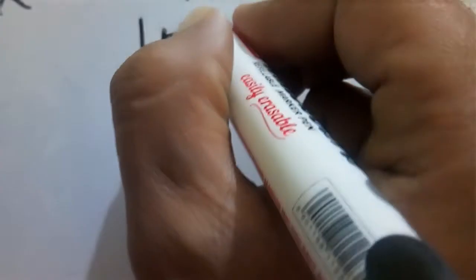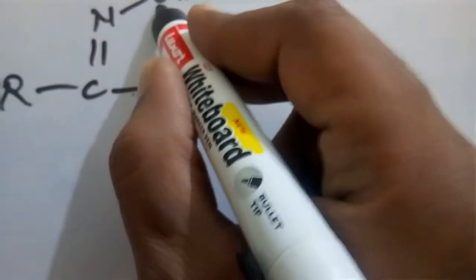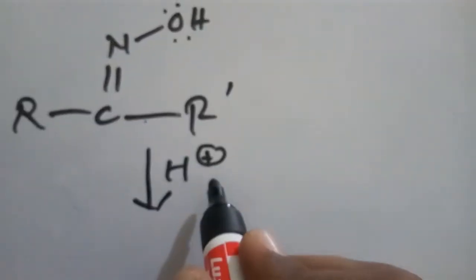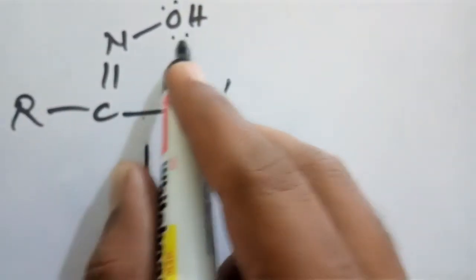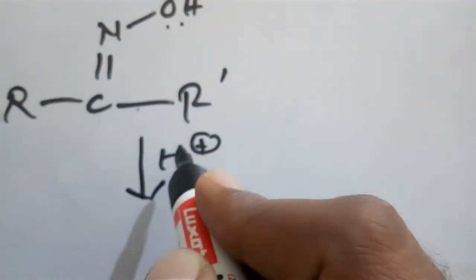So here we are seeing this rearrangement mechanism. H plus acid. In this compound, this is the oxygen bearing a lone pair of electrons. This H plus will attach here. This lone pair of electrons will attack this proton. So the next intermediate is NOH, and this H plus attached. So this is the compound.